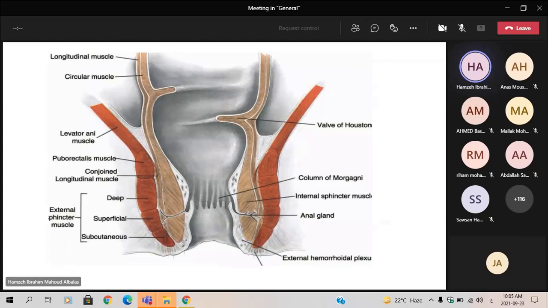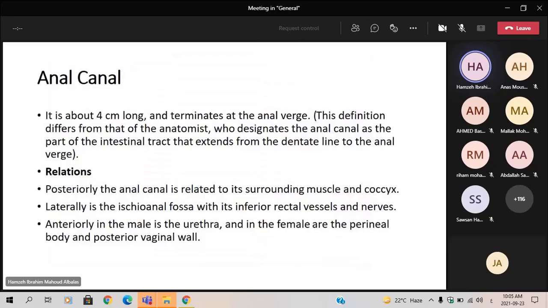And there are many complications happening in this area. This area is sensitive, as we mentioned previously, and it harbors many benign and malignant pathologies. Some patients may present with bleeding per rectum, masses, or pain. So we have to do good investigation and good examination to reach a good diagnosis to make a good treatment.